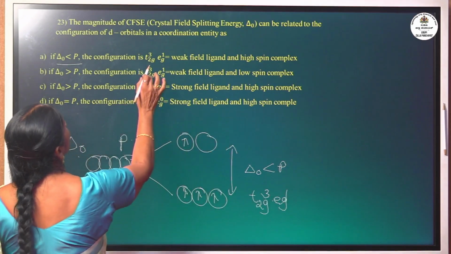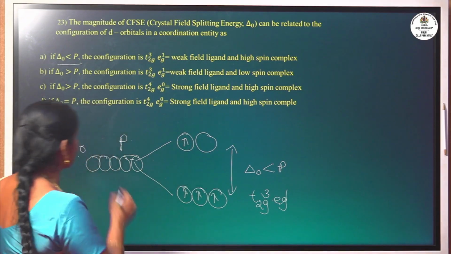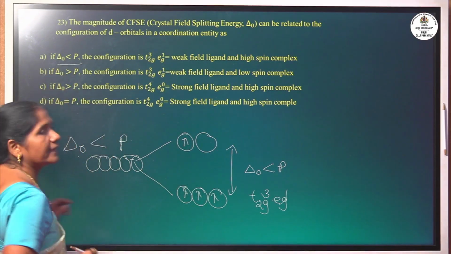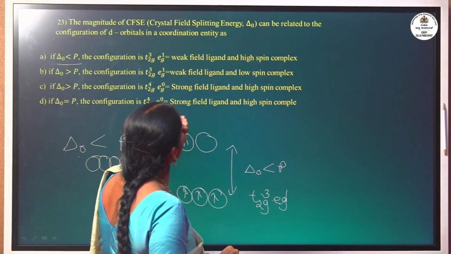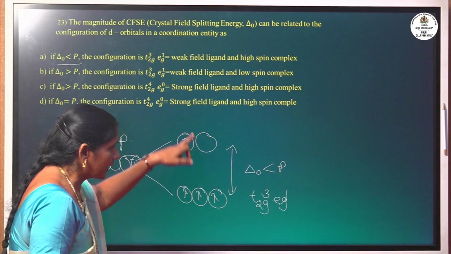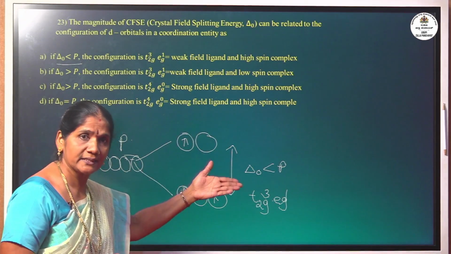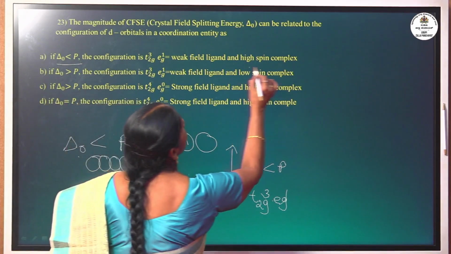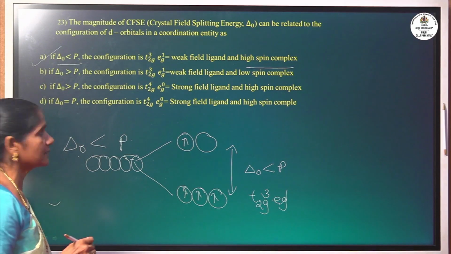So t2g3 eg1, and if the splitting is less, it is due to a weak field ligand. So the ligand is weak field. When the number of unpaired electrons increases due to the movement of electrons to the upper eg side, it is a high spin complex. So this looks to be the correct answer.